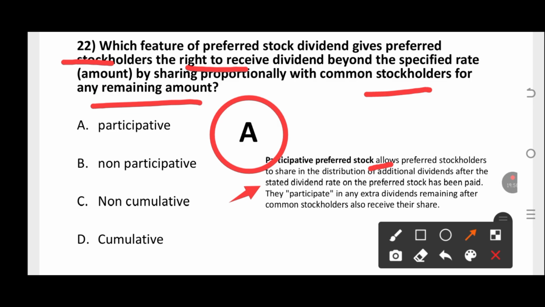Allows preferred stockholders to share in the distribution. That is called participative preferred stock. So participative preferred stock allows preferred stockholders to share in the distribution of additional dividends after the stated dividend rate on the preferred stock has been paid. They participate in any extra dividends remaining after common stockholders also receive their share.